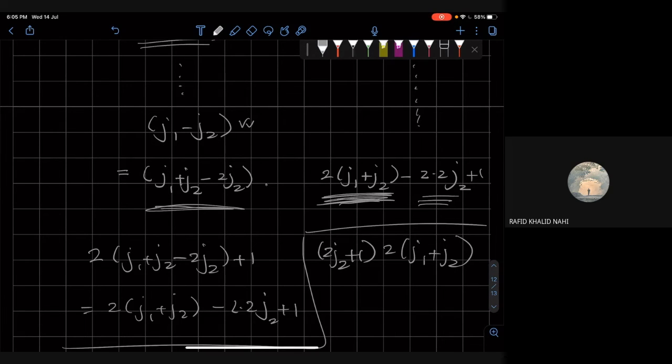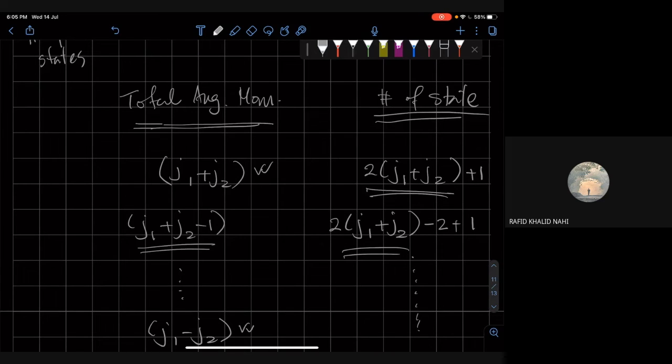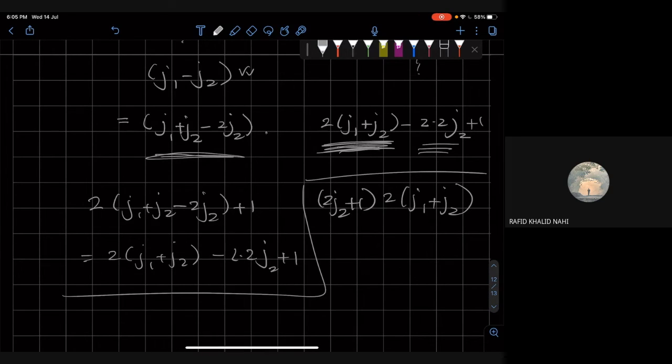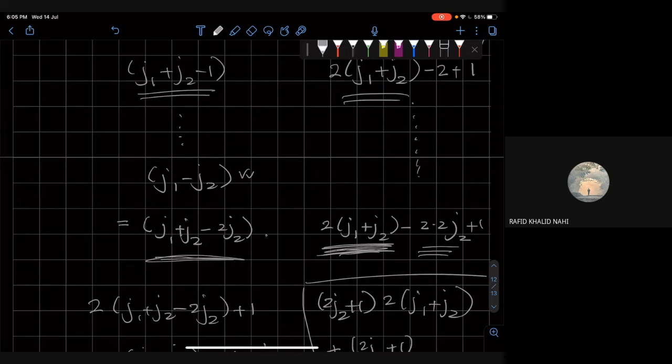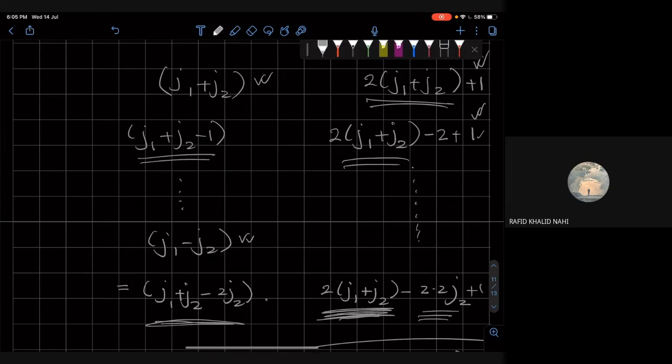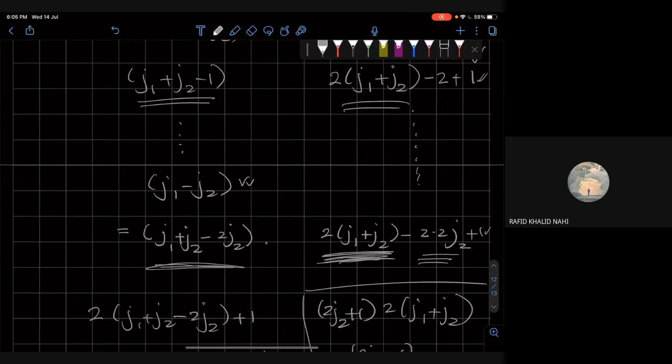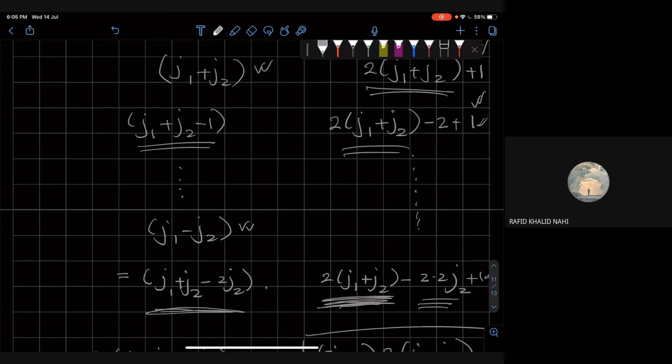Okay, so then let's count these ones. There are going to be ones in all of them, so there's going to be plus 2j2 plus 1, right? Do you agree? I'm just counting the number of ones in each Hilbert space, in each dimension. And there are 2j plus 1 terms, right?